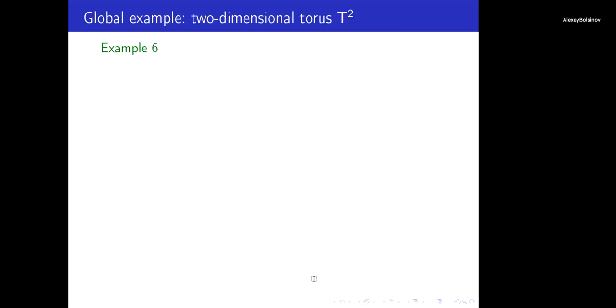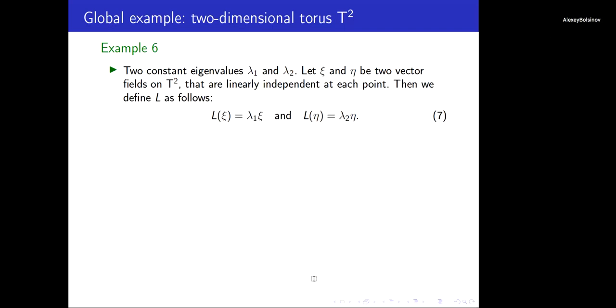Okay, so let's see what kind of examples we can construct. First of all, take a torus. The torus is very nice because on the torus we have a very simple coordinate system, basically the same as Cartesian coordinates, but defined modulo 2 pi. So-called angle coordinates.